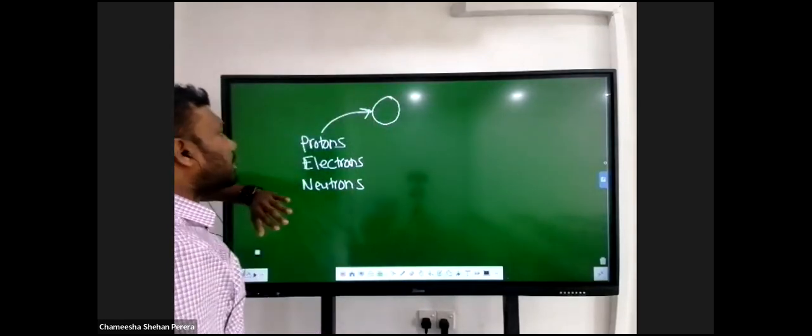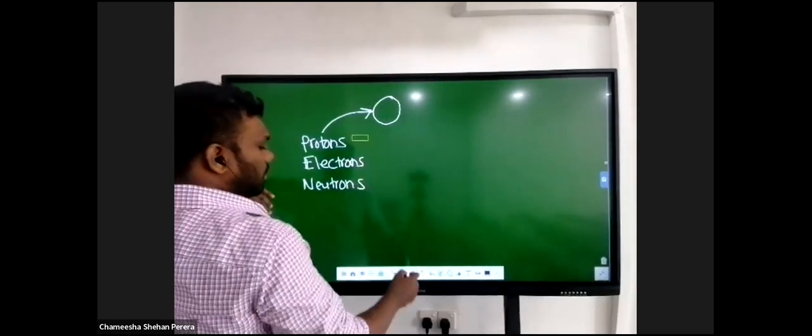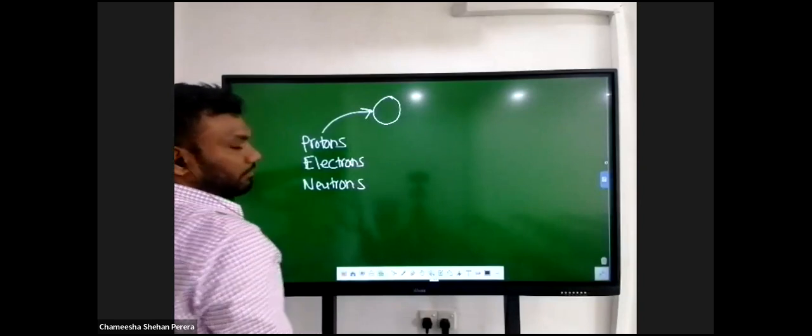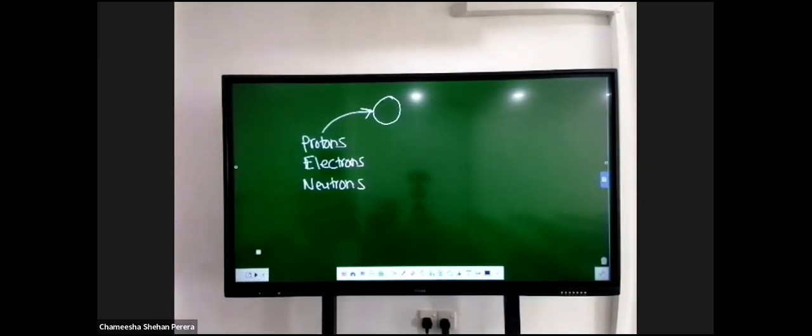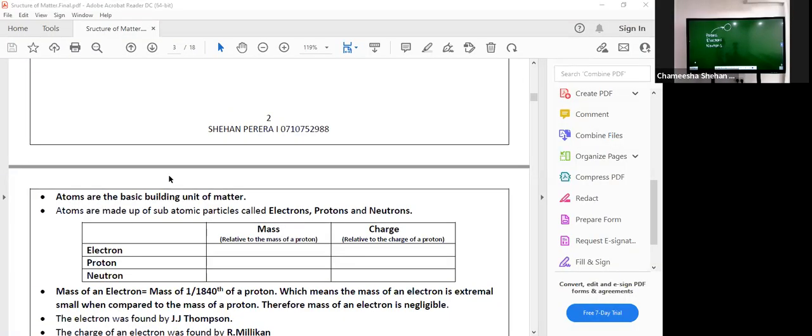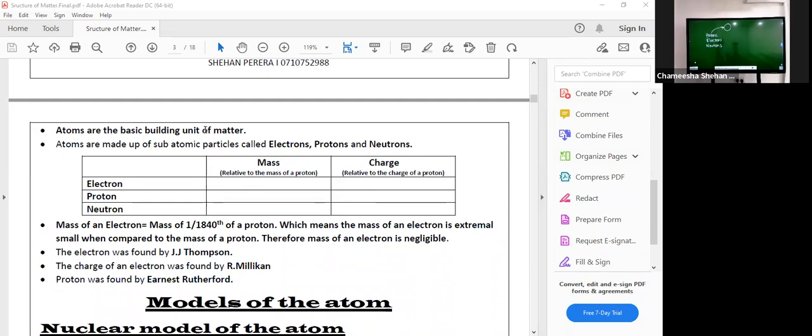Experiments on atoms: protons, neutrons, and electrons. Right, let's go through this part. See here, it says atoms are the basic building unit of matter. We know it. If you have your notes, you can highlight it. I have bolded it. That's a very important point. Atoms are the basic building unit of matter.